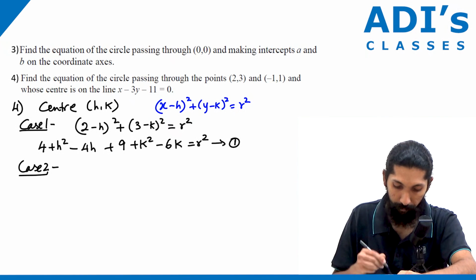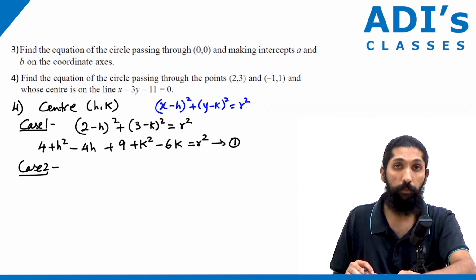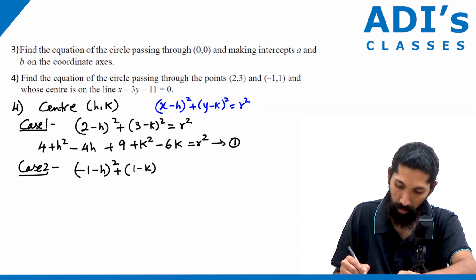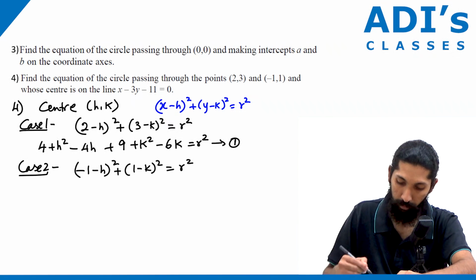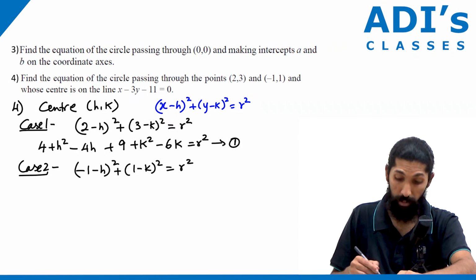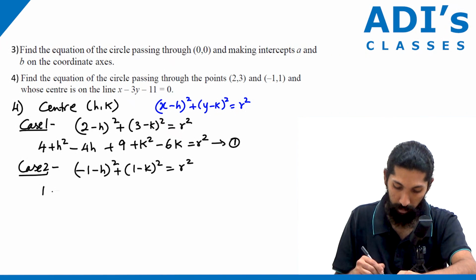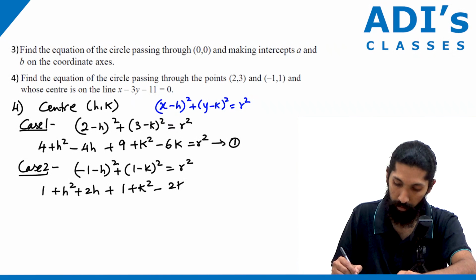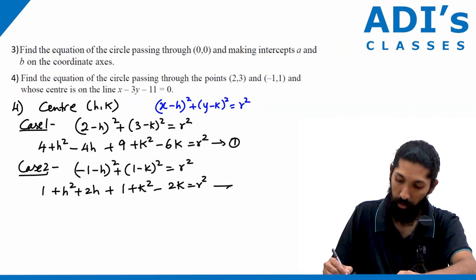Take minus 1 comma 1. So you are going to get (minus 1 minus h) whole square plus (1 minus k) whole square is equal to r square. Again expand: 1 plus h square plus 2h plus 1 plus k square minus 2k is equal to r square. Call this as equation number 2.